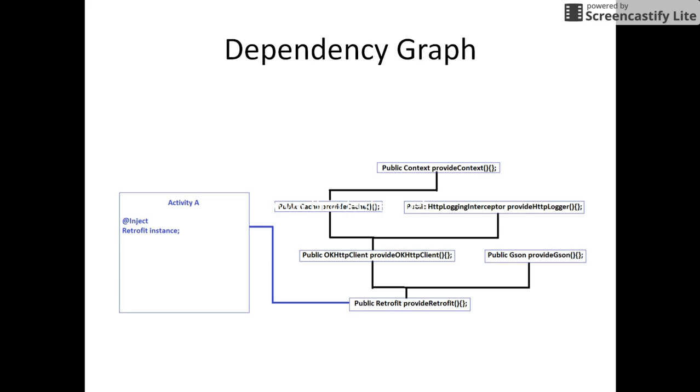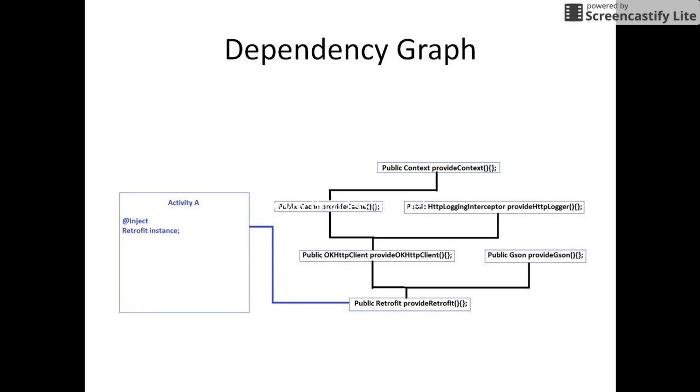How it actually works: at the bottom we have the Retrofit instance, and as we go up the tree, we see that the Retrofit instance requires the OkHttp client and JSON, and the OkHttp client requires a cache object and an HTTP logging interceptor. So OkHttp client has dependencies for cache and HTTP logging interceptor, and again the cache requires the context. So these are the overall dependencies.